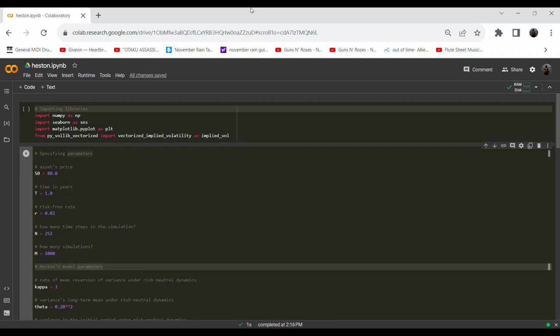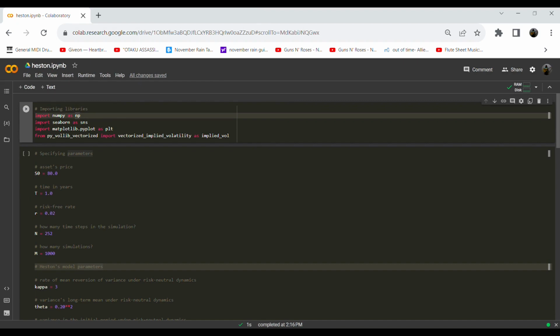So now let's go to our simulation. The first thing that you need to do is to import the libraries that we are going to use. So let's import the libraries in the first cell. Let's run it.